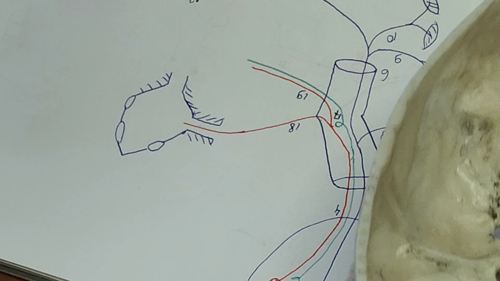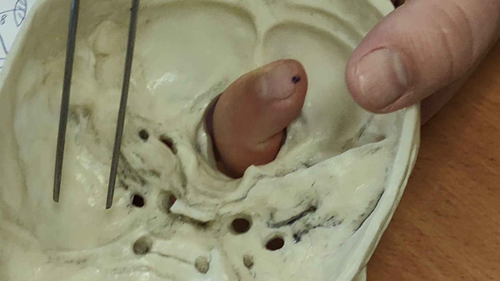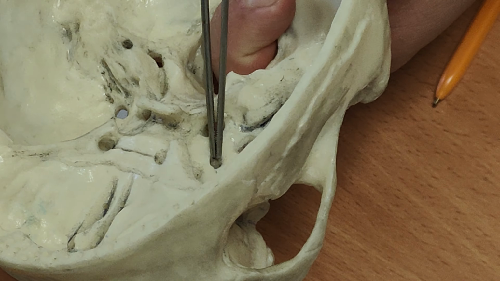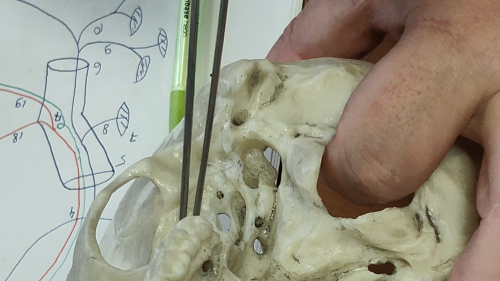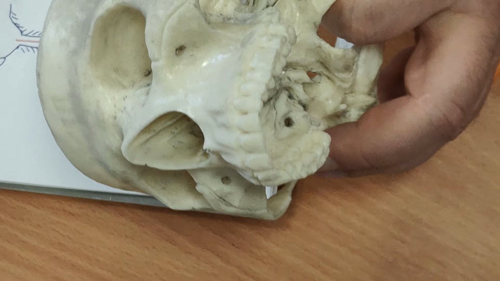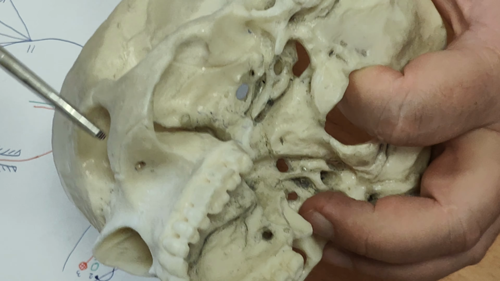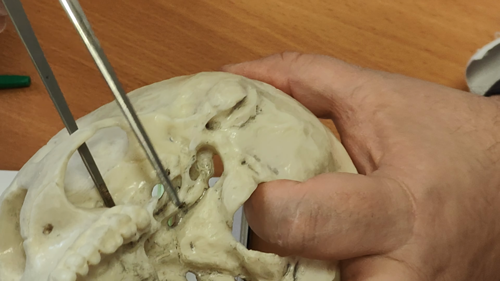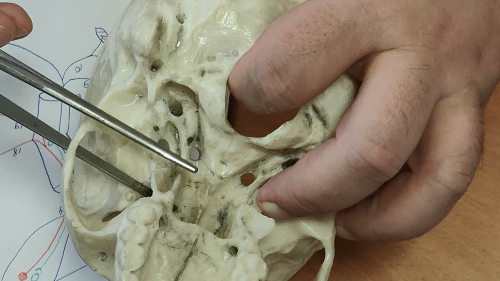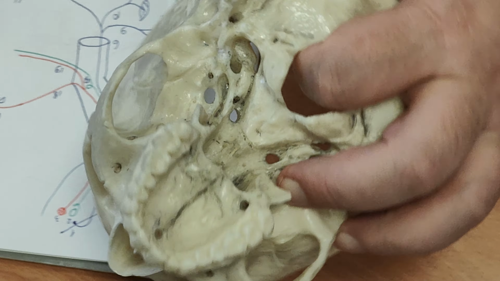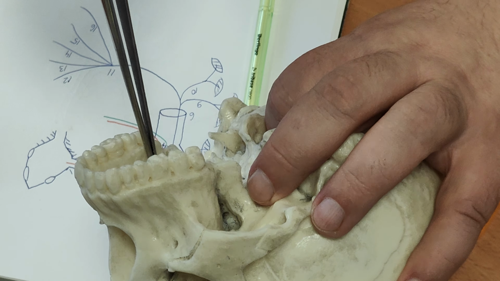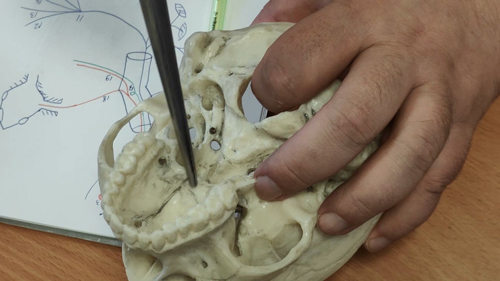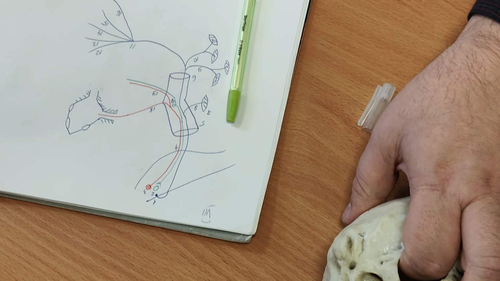Pterygopalatine fossa. This is foramen rotundum. It opens into the pterygopalatine fossa. This is fissura orbitalis inferior, and here is foramen sphenopalatinum, which goes into the nasal cavity. And this is canalis palatinus major. It goes to the hard and soft palate. Those are the openings in the pterygopalatine fossa.